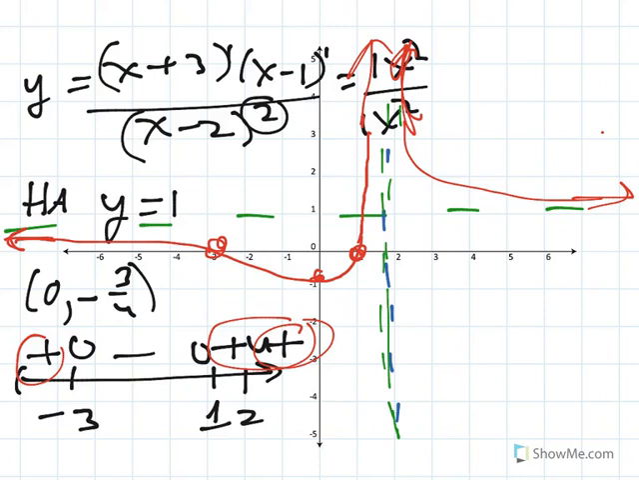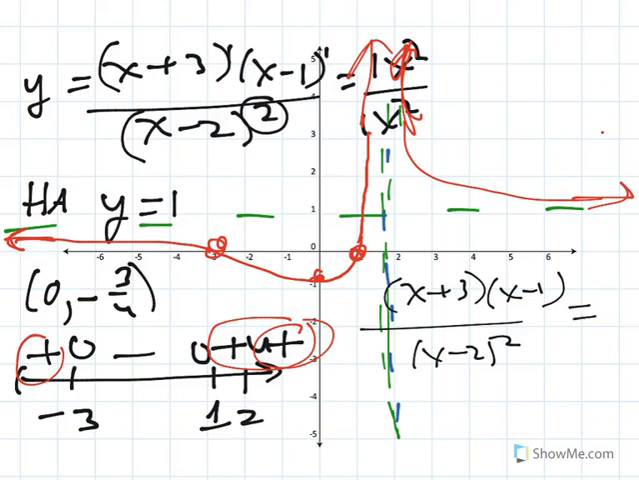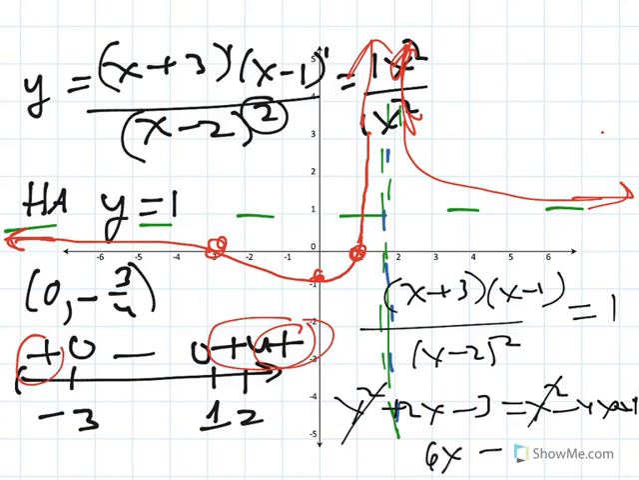If I really want to make sure that it doesn't cross the horizontal asymptote another time, I can take this equation, x plus 3, x minus 1 over x minus 2 squared, and set it equal to 1. So x squared plus 2x minus 3 equals x squared minus 4x plus 4. Those cancel out. I get 6x equals 7, or x equals 7 over 6. So this is the one and only place that it crosses the asymptote, at 7 over 6, and it doesn't cross it anywhere else. We don't have to worry about it doing that kind of thing.